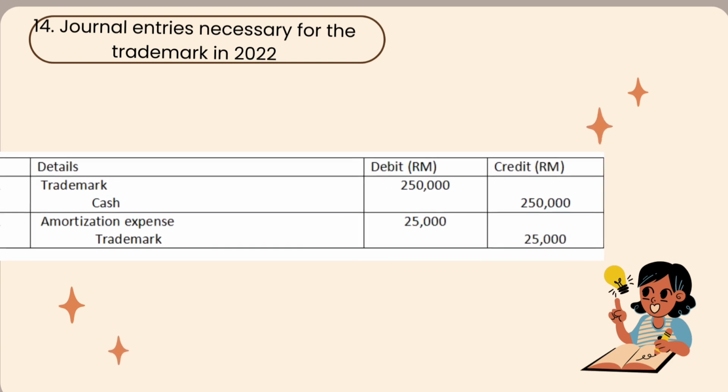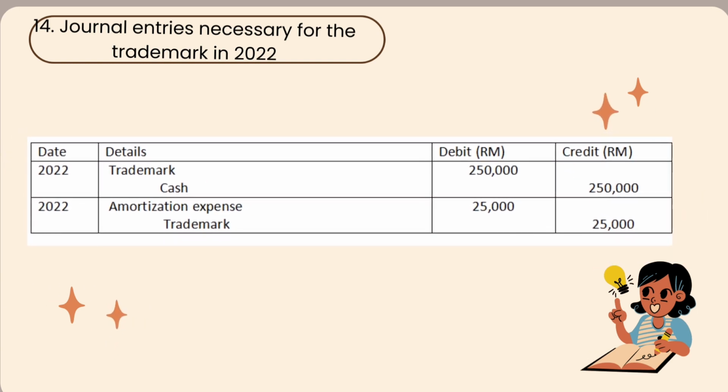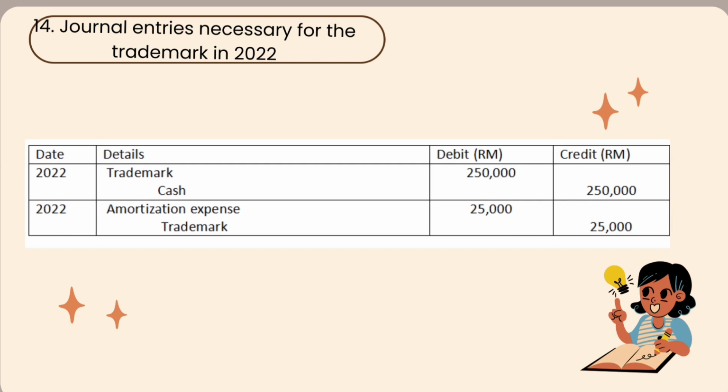For question 14, prepare the journal entries necessary for the trademark in 2022. So this is how to prepare the journal entries for the trademark. Debit trademark 250,000, credit cash 250,000, debit amortization expense 25,000 and credit trademark 25,000.